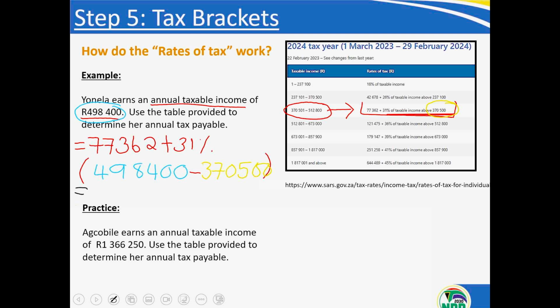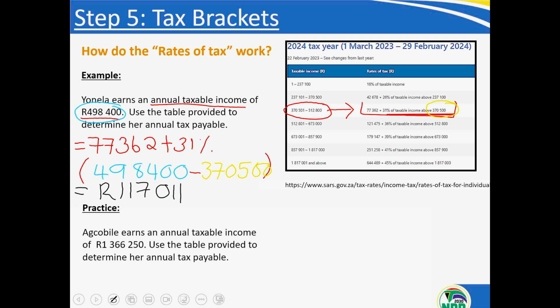Okay, I hope you had your calculator with you. I've just calculated the answer, so let's check if we get the same answer. Remember we are working with money, so we have to indicate the Rand unit. I get 117,011 Rand. So Yonela's annual tax payable before any rebates and medical credits would be 117,011 Rand. Let's practice another question.